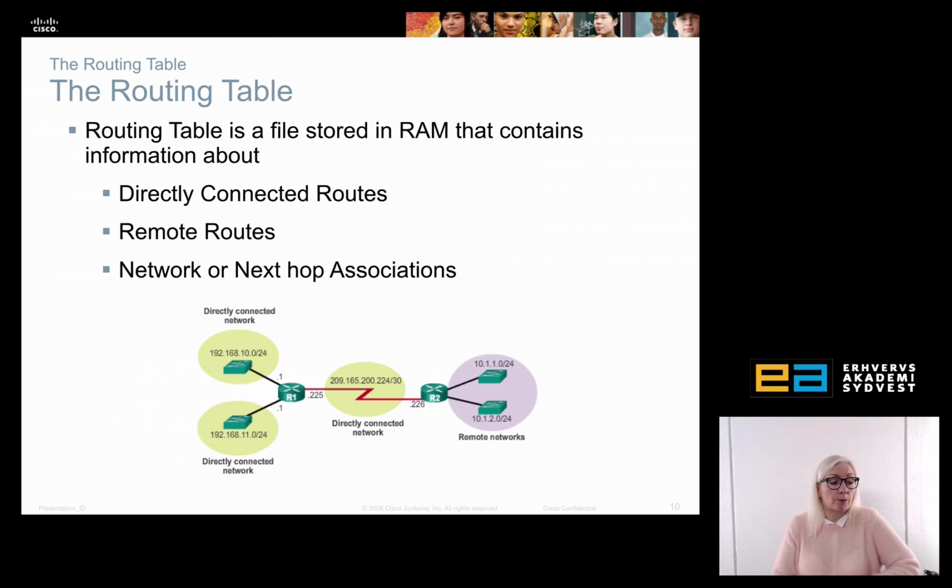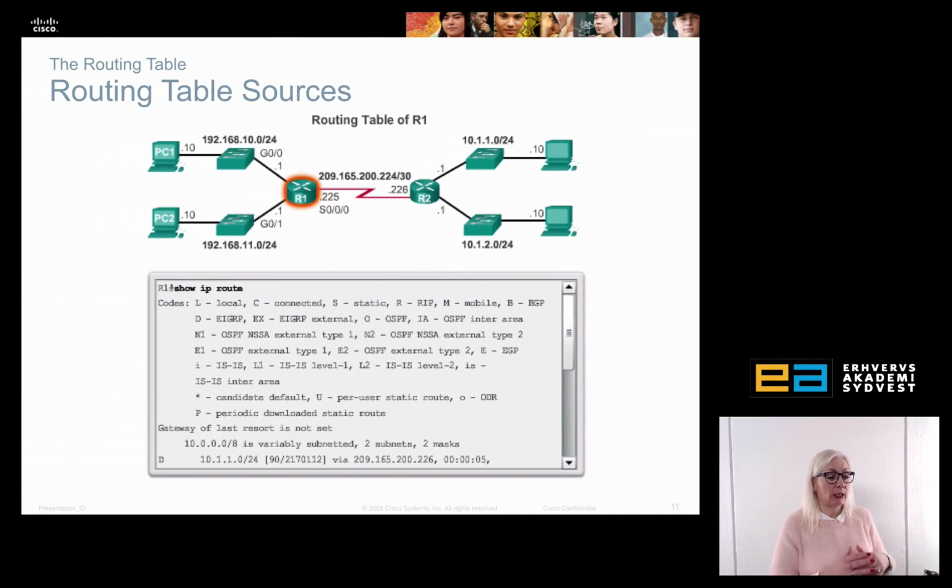So how does it get populated? How does the router find out and put things into its routing table? Well, it will always look at its directly connected routes first. And then it will try to figure out about the remote routes and find out how they are placed. And then we have the next hop associations, or the next hop routers. It will always start by putting in its directly connected routes, and then, depending on whether you're running static routing or dynamic routing, it will start populating its routing table.